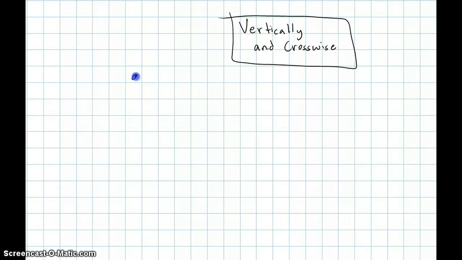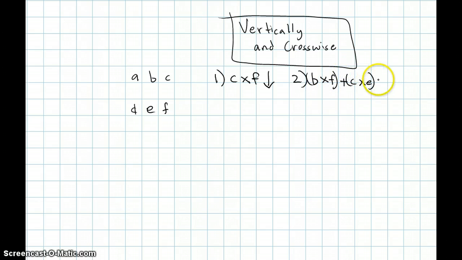So for example, let me write this in variables again. So ABC times DEF. And keep in mind that these are singular digits and not different numbers multiplying with each other. So the first step, as we did before, is C times F, which is going vertically down. The second step is B times F plus C times E. And this will go like that.